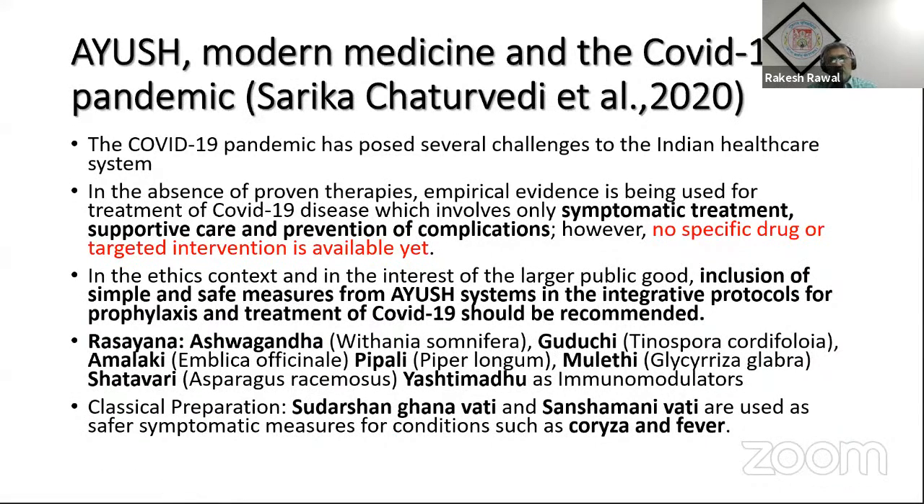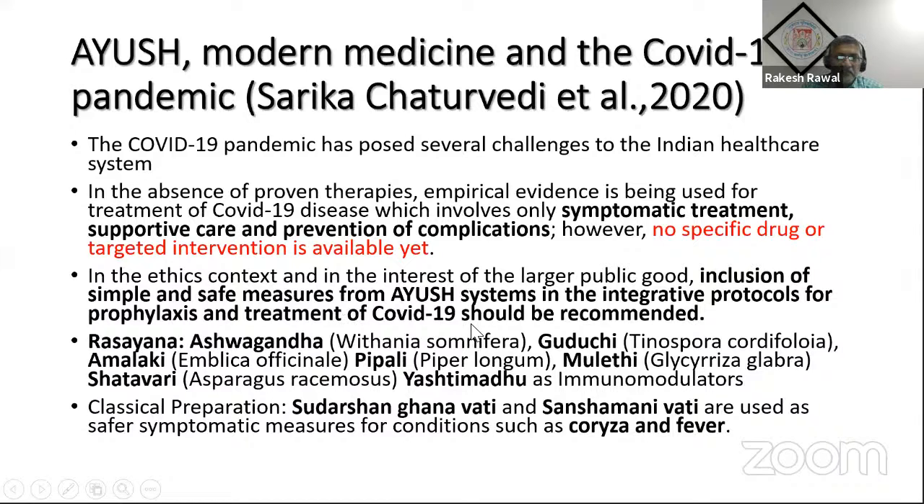Looking at all those failures of allopathic medicines and the lack of a clear-cut guideline for the treatment protocol currently, Ayush came up with many formulations which were there in our ancient literature, in the Ayurvedic literature, and they supported a lot in this phase of pandemic.